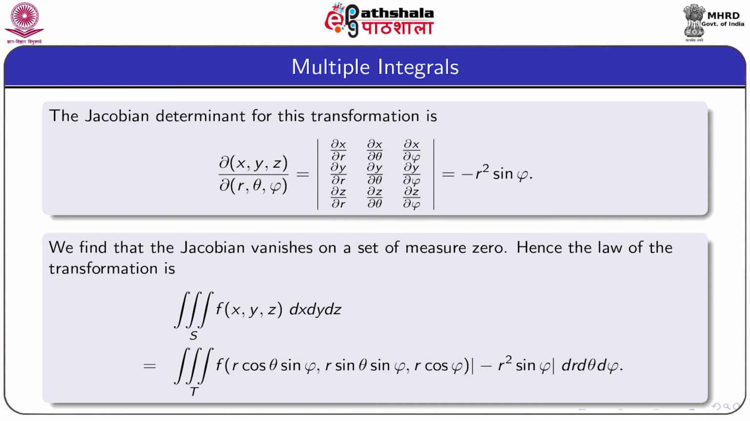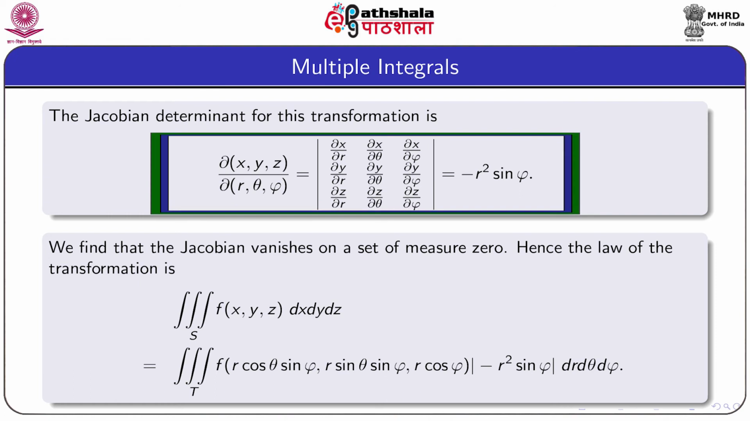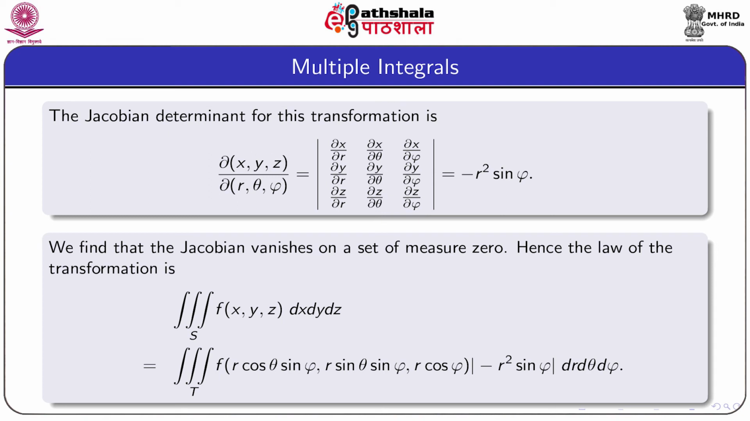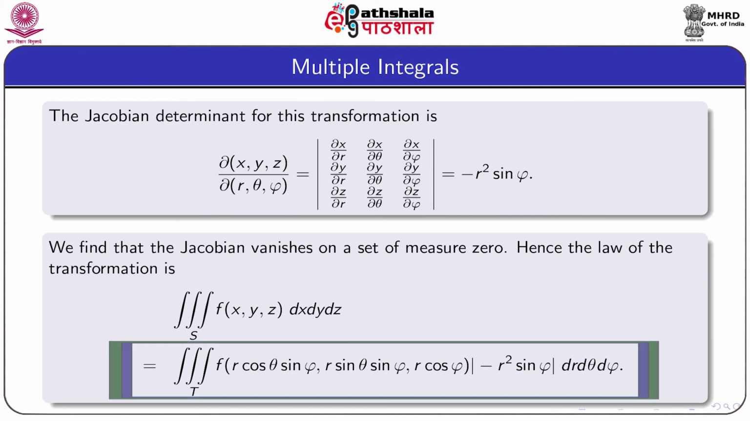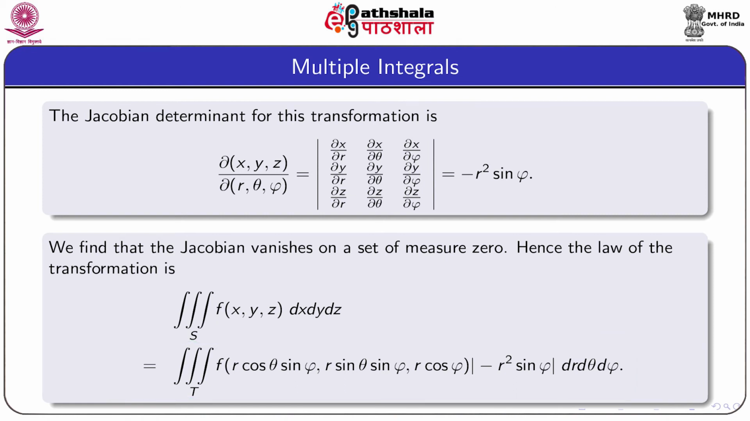We can check that the Jacobian determinant for this transformation, ∂(x,y,z)/∂(r,θ,φ), is minus r squared sin φ. One can easily check that the Jacobian vanishes on a set of measure 0. Thus, the law of transformation is given by the triple integral of f over S equals the triple integral of f(r cos θ sin φ, r sin θ sin φ, r cos φ), times modulus of minus r squared sin φ, dr dθ dφ over the region T.